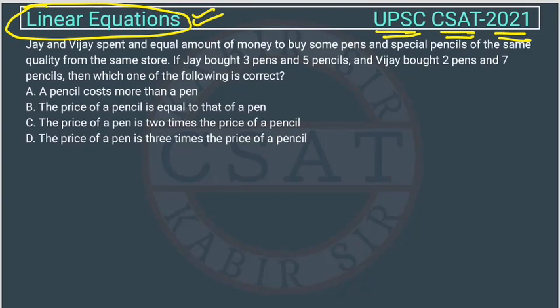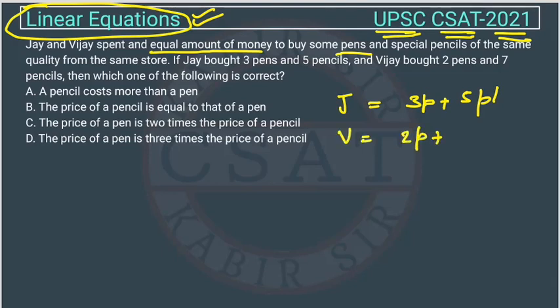Jay and Vijay spent an equal amount of money to buy some pens and pencils of the same quality from the same store. Jay bought 3 pens and 5 pencils, so he is buying pens and pencils. And Vijay is buying 2 pens and 7 pencils. Which one of the following is correct? It is also given that they have equal amounts of money, so both expressions will be equal.